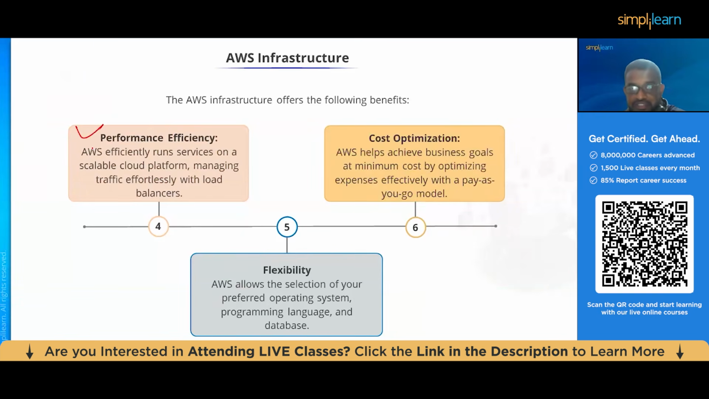Now, performance efficiency. Folks, let me tell you, performance efficiency is one of the key attributes of AWS, because it has the capability to run services efficiently on a cloud platform that can scale according to your requirement of traffic.